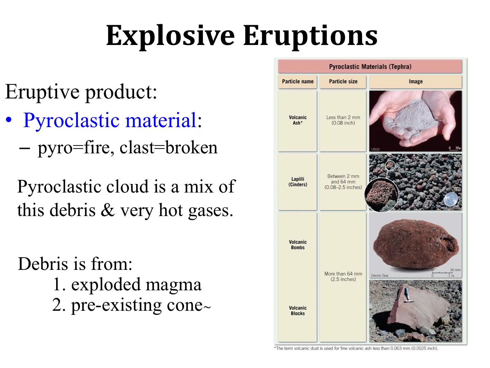So moving on to explosive eruptions, we have a different eruptive product here. Instead of a lava flow, we have pyroclastic material. So the pyroclastic material includes basically exploded material, material that has been broken into pieces from both the magma itself and from any pieces of pre-existing cone that were caught up in the explosion.